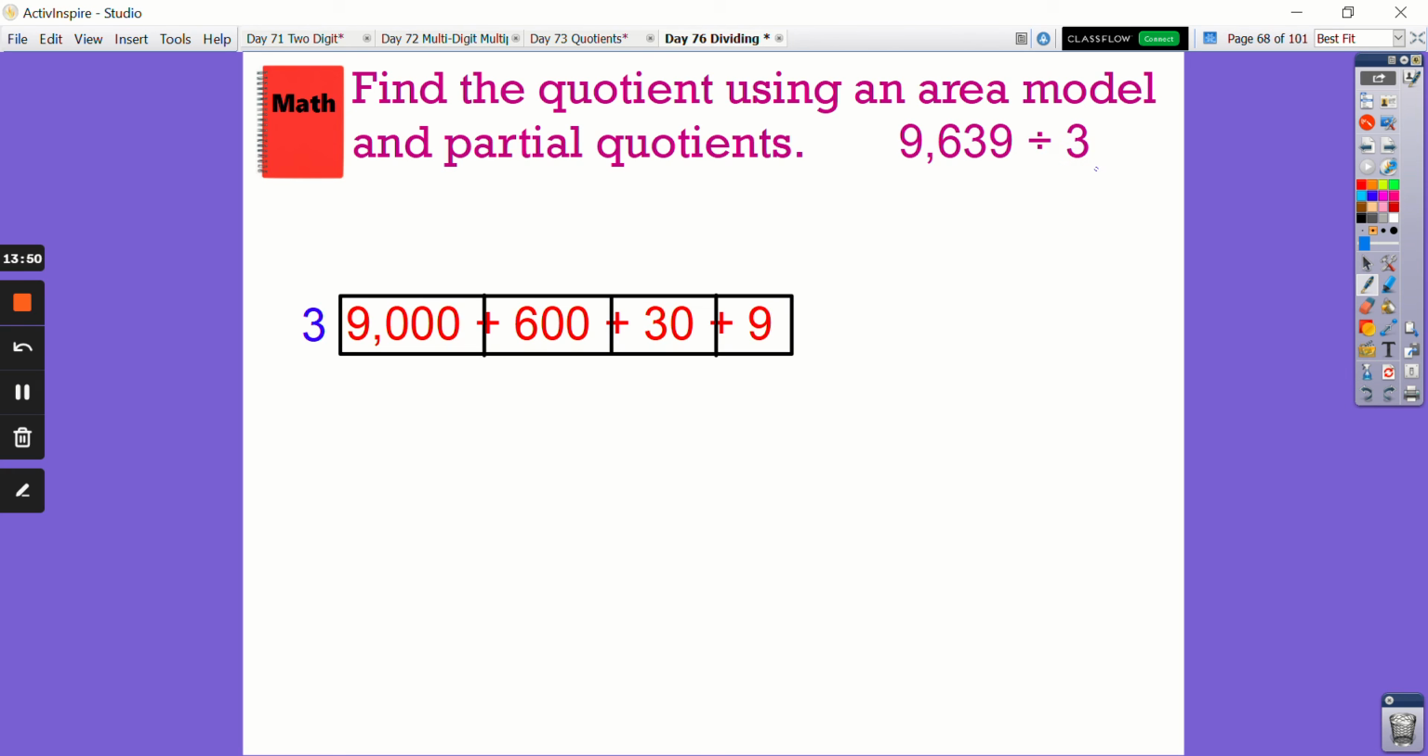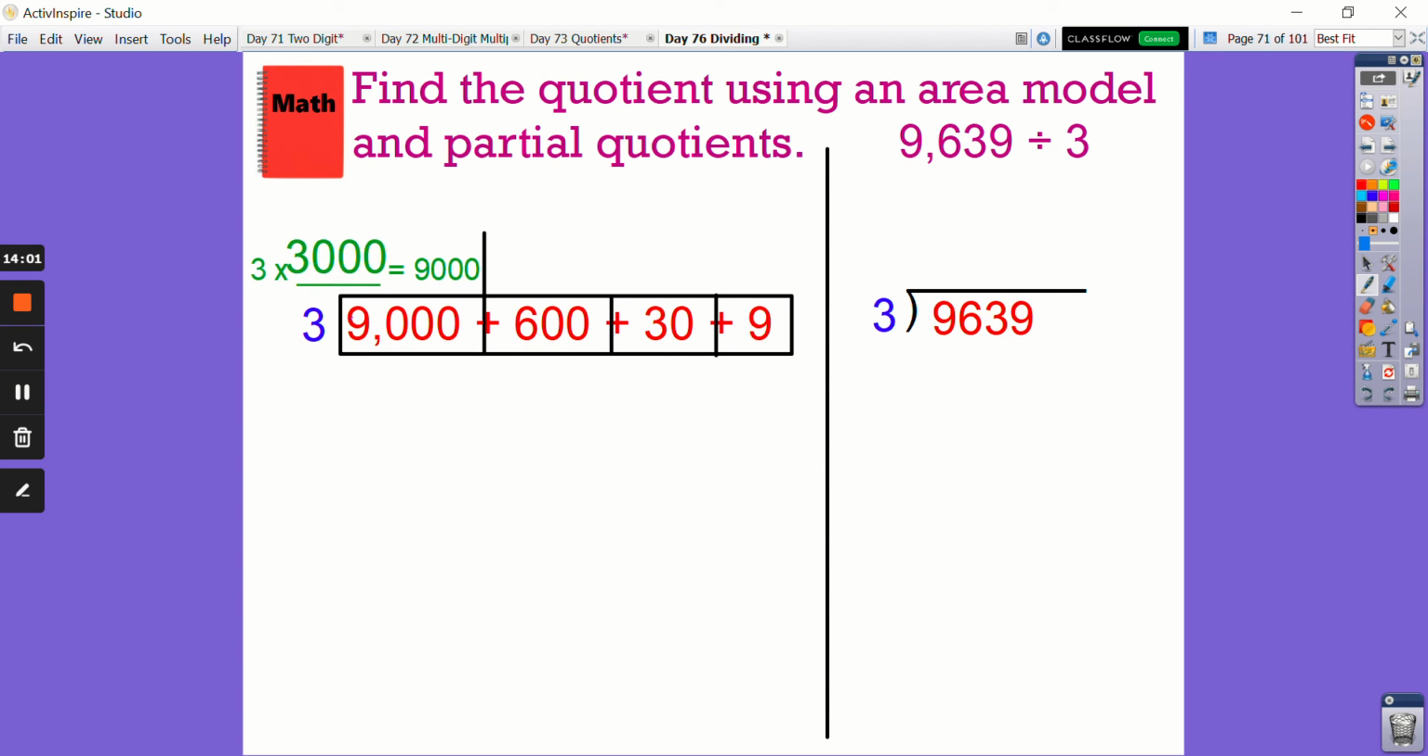So now let's think. 3 times what is 9,000? Well, think of your math facts. 3 times what is 9? Hopefully you're thinking 3, right? So 3 times 3,000 is 9,000. So look over here. We can pull out 9,000 from our partial quotients. When we pull out 9,000, we did that by multiplying 3 times 3,000. So put your parentheses.